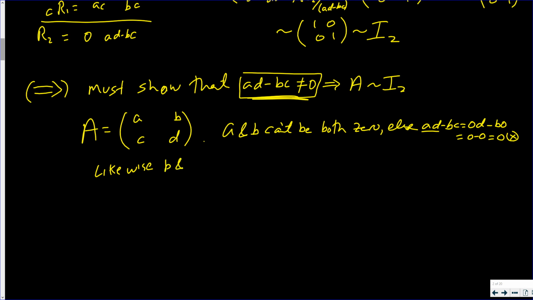Likewise, B and D can't both be 0. In fact, you cannot have one of these two being 0 and one of these two being 0. In other words, you can't have A and B being 0, because then the subtraction will not be not 0. You can't have A and C both equaling 0. You can't have D and B both equaling 0. You can't have D and C both equaling 0. Okay.